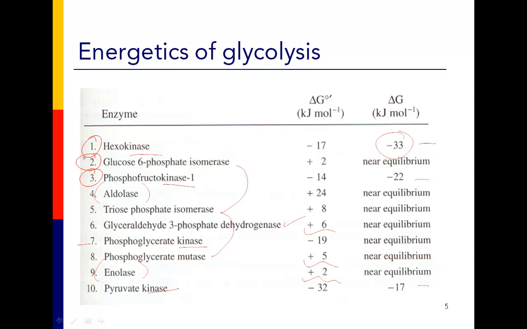So isomerase, so we certainly did that mechanism. The one that we didn't do, but I said you should be able to do it as practice, triose phosphate isomerase. Glyceraldehyde 3-phosphate dehydrogenase, and phosphoglycerate mutase.